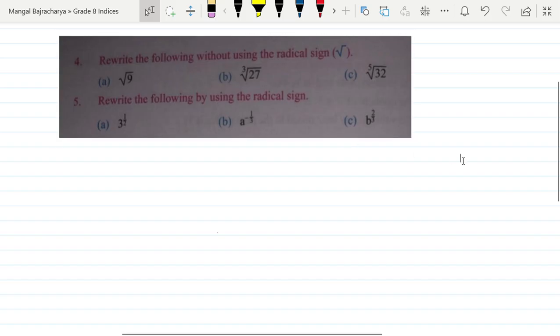So they said rewrite the following without using the radical sign. So the root sign you see, that we call a radical sign, and we have to write these by removing them. Right, number 4 a.